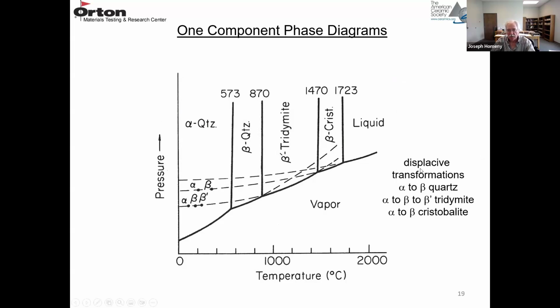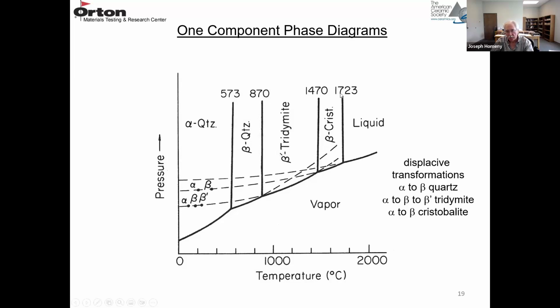So I mentioned there's displacive transformations: alpha to beta quartz, alpha to beta, beta prime tridymite, and alpha to beta cristobalite. And we'll go over these in detail when we talk about silica refractories. And these are the temperatures where these displacive transformations take place.